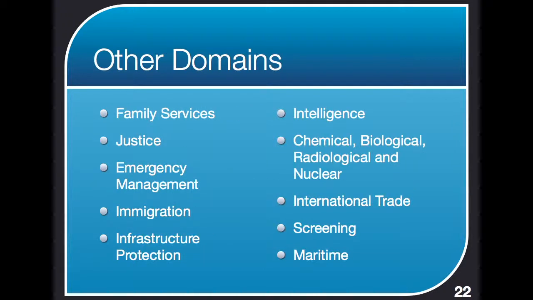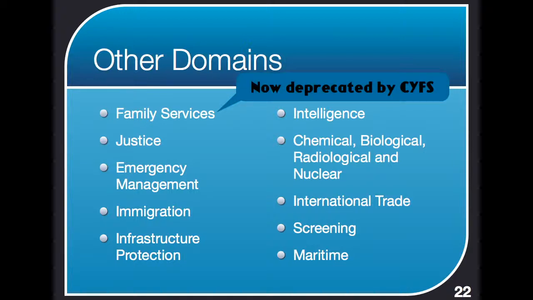Finally, here are the other domains that are part of the NIEM. You'll see Family Services, Justice, Emergency Management, Immigration, Infrastructure Protection, Intelligence, CBRN, International Trade, Screening, and Maritime. However, Family Services is now deprecated by CIFAS. So while technically the Family Services domain is still a part of the NIEM, we consider it deprecated by CIFAS.